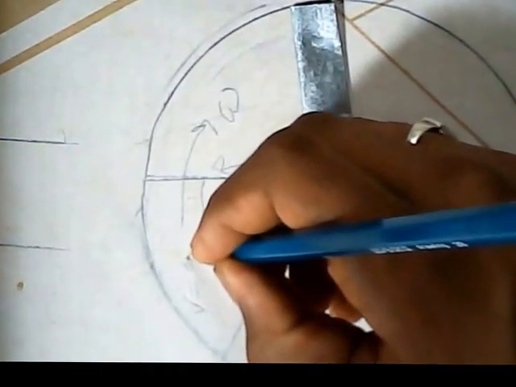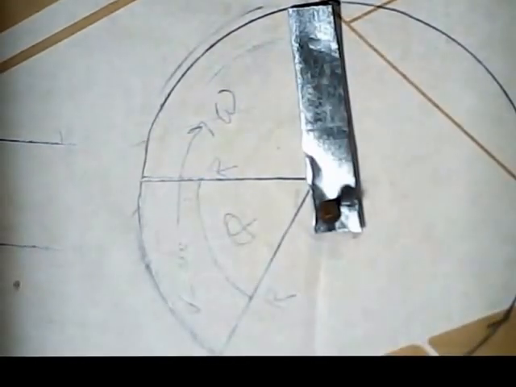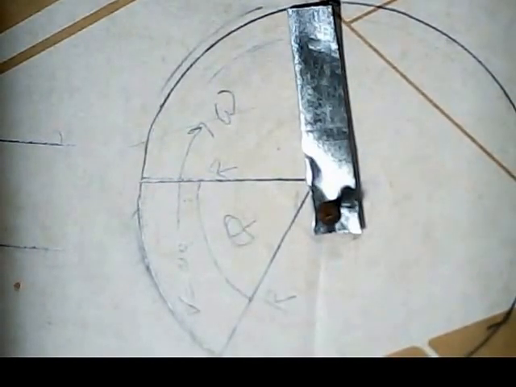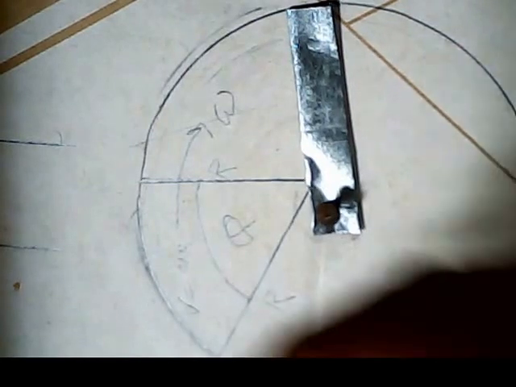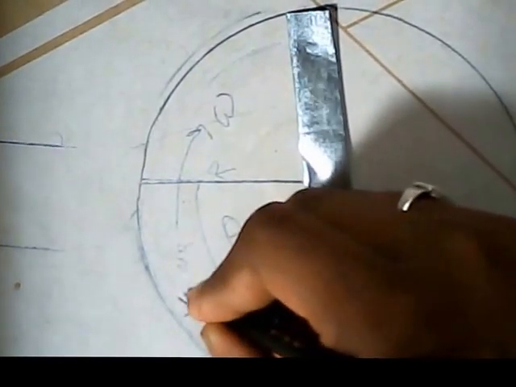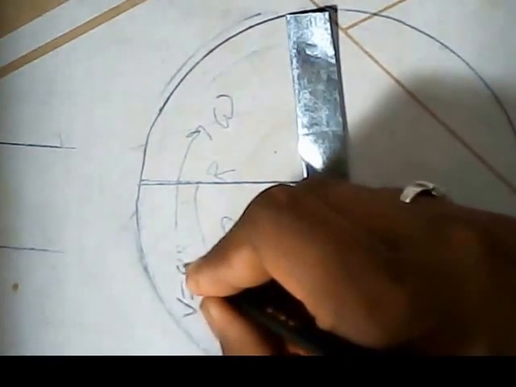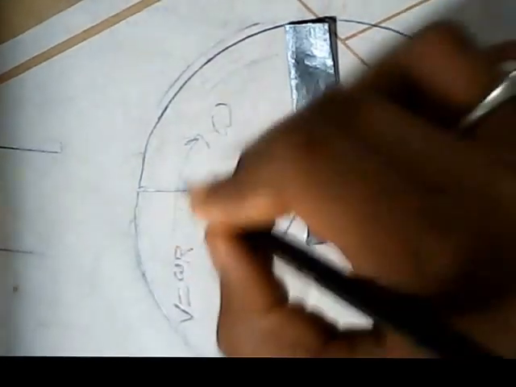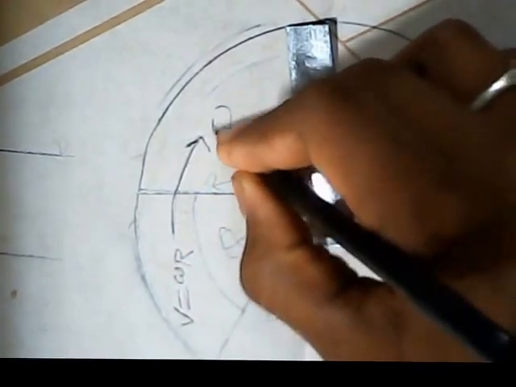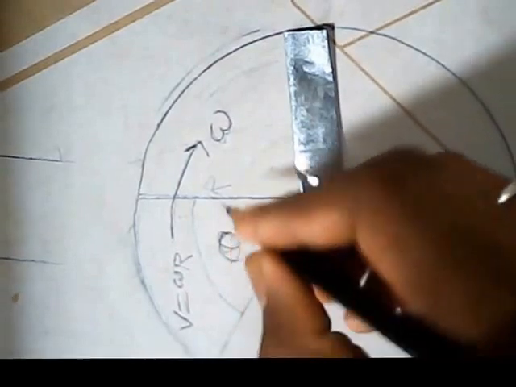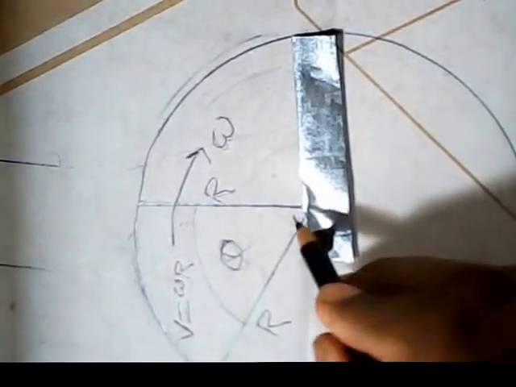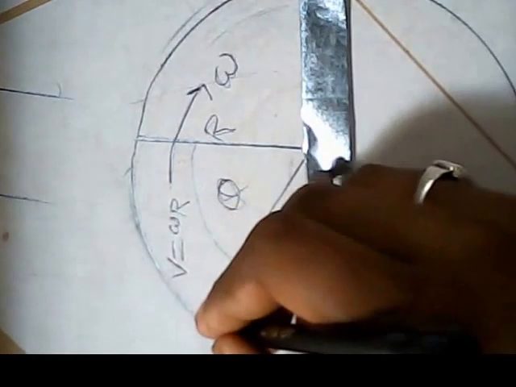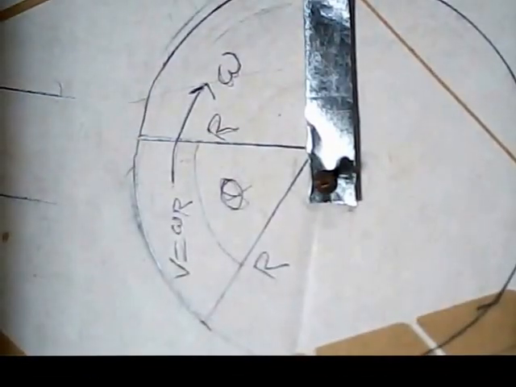Now we know velocity v equal to omega into r. Omega is angular velocity, r is the radius or length of the link, then velocity v equal to omega r. And the link rotates in clockwise direction with angular velocity omega. This is called arc length.